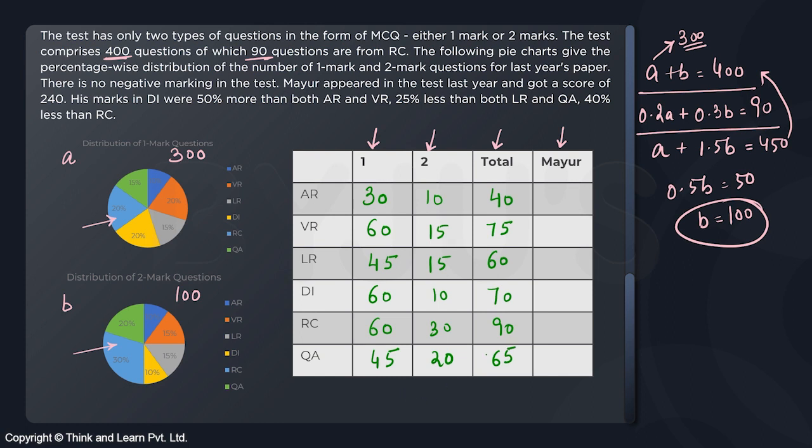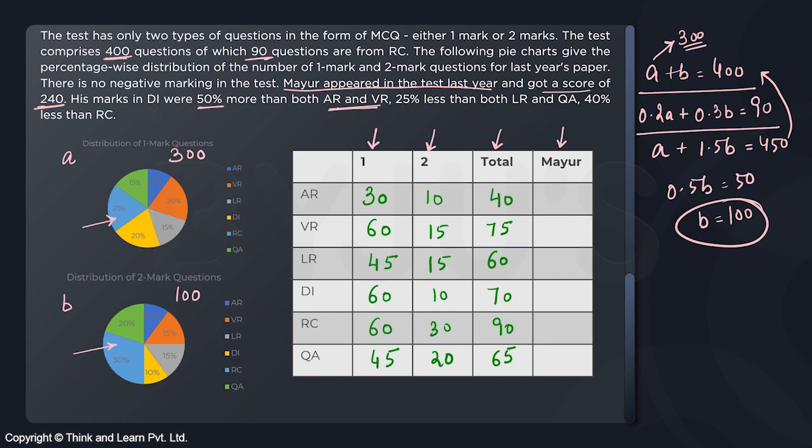So from here we have got to know how many 1 markers, 2 markers, etc. are there. Now we'll start talking about Mayur. Mayur appeared in the test last year and got a score of 240. His marks in DI were 50% more than both AR and VR. That means his marks in DI were 50% more than AR and VR.